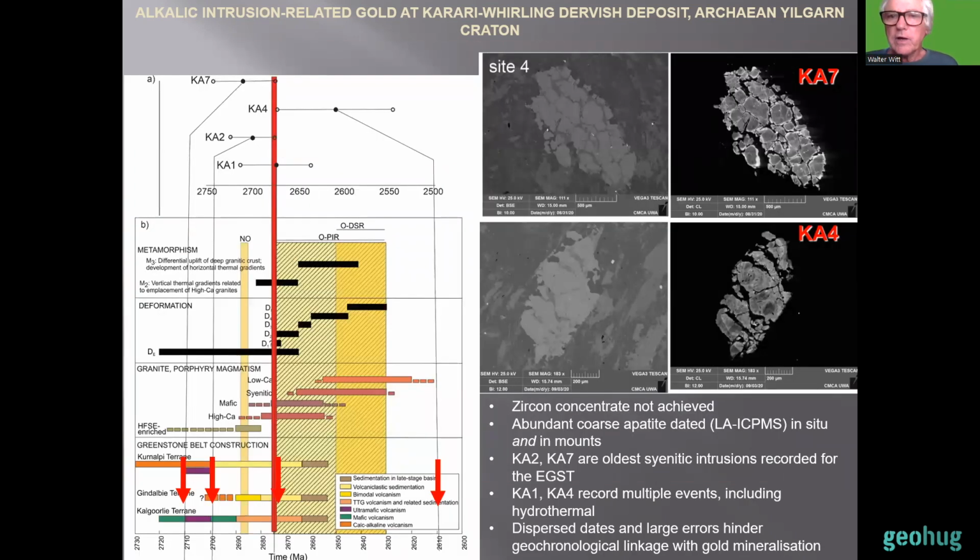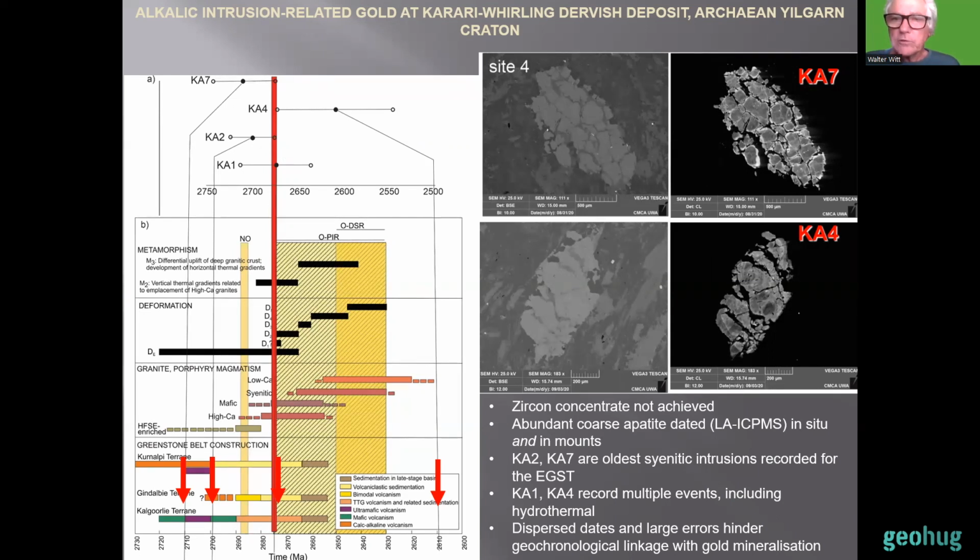Here is the story of our geochronological study at Karari-Whirling Dervish. Alkalic magmas can dissolve much zirconium, and it was found impossible to generate a zircon mineral separate from any of the 8 intrusion samples studied. Instead, we have coarse and abundant apatite in every sample, and the decision was made to date these using the uranium-lead method and LA-ICP-MS.